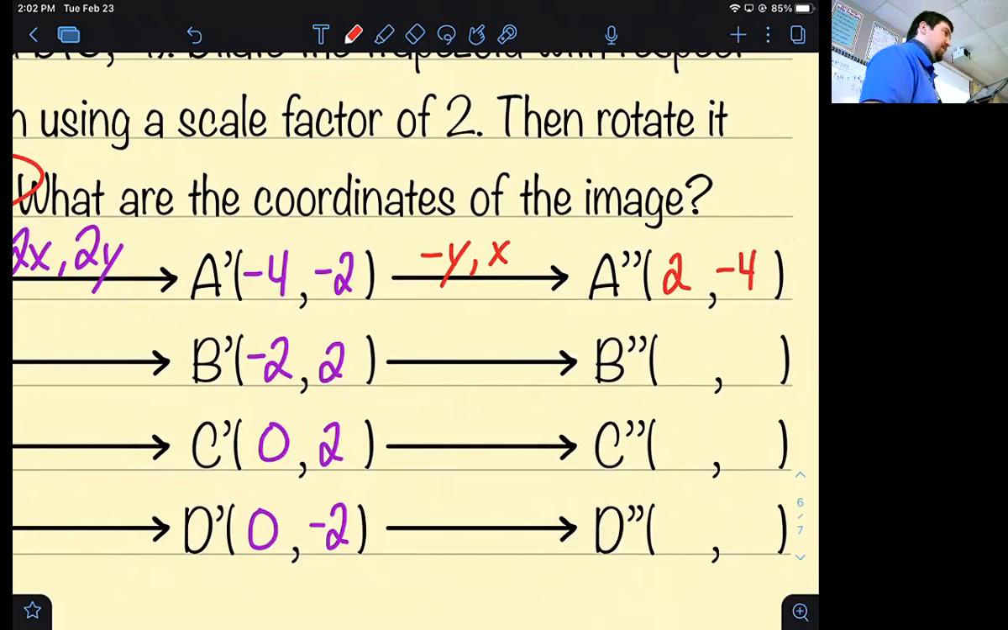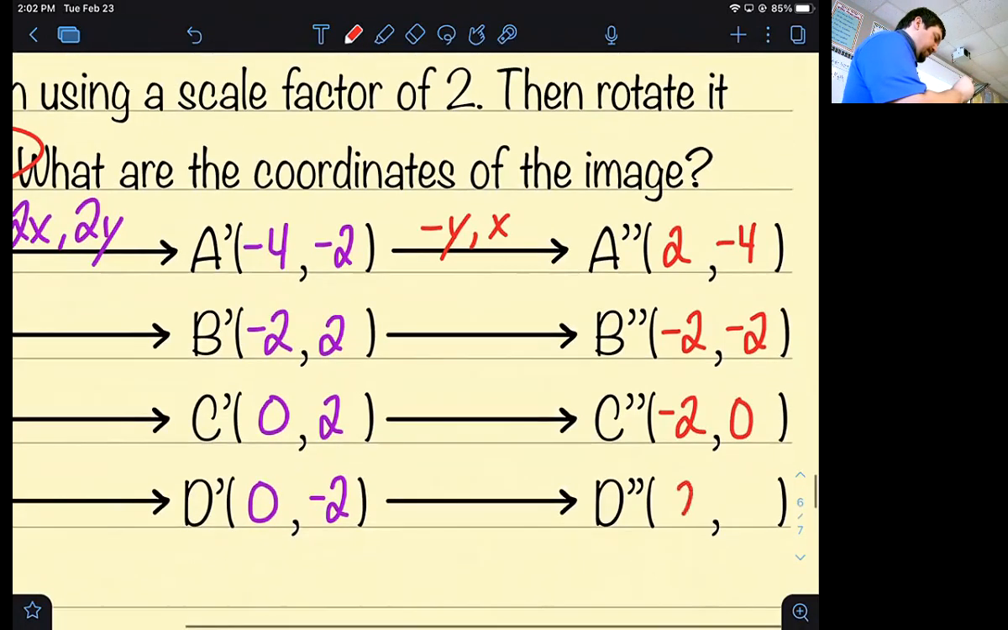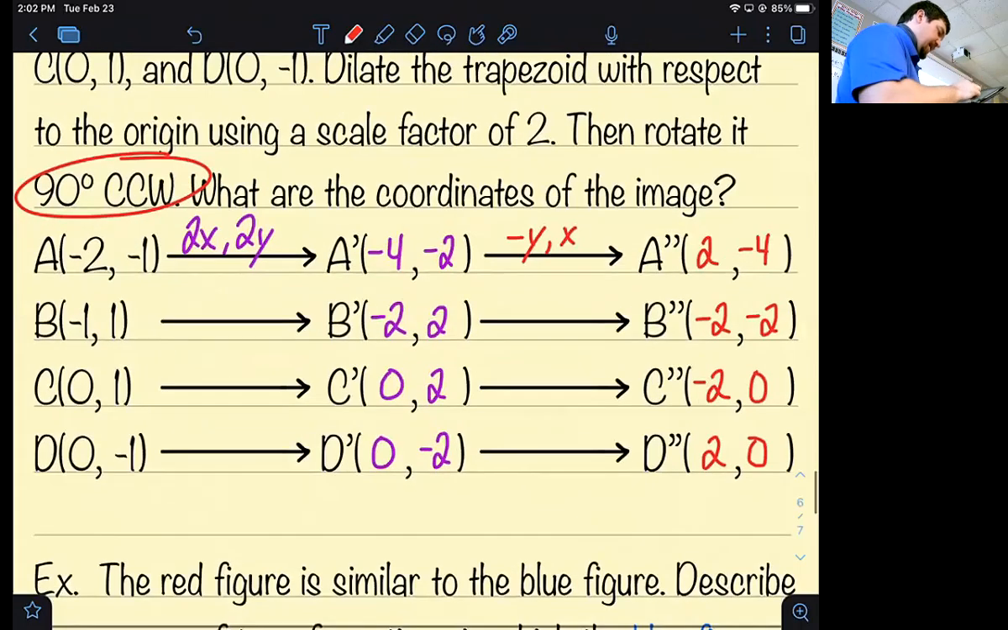George, what's B prime going to be? Got it. Jace, what's C prime going to be? -2, 0. Caitlin, what's D prime going to be? Got it. And last one.